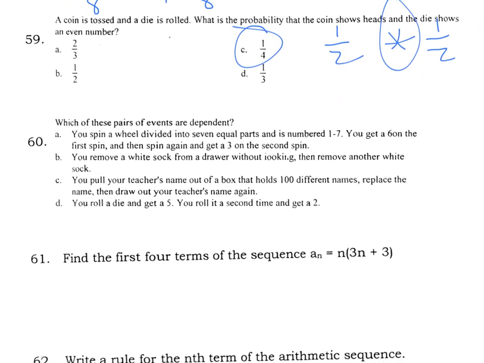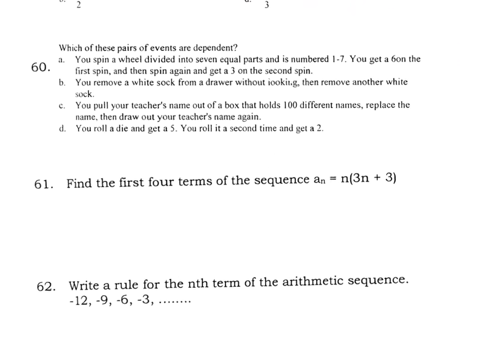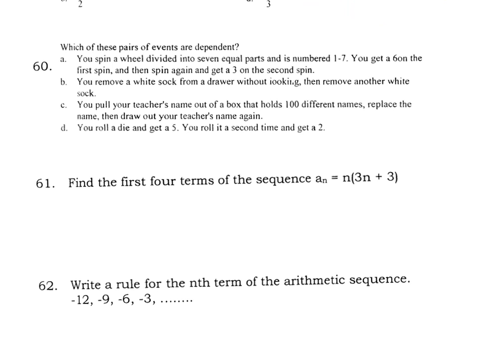Okay, 60. Which of these pairs of events are dependent? Okay. So when we talk dependent versus independent events, we're talking about 2 or more events happening, and the question is, does one event depend on the other? So if we look at letter A, it says you spin a wheel divided into 7 equal parts, you get a 6 on the first spin, and then you spin again and get a 3. Well, spinning and getting that 3 was not at all affected by the fact that I spun a 6. So those events are not dependent.